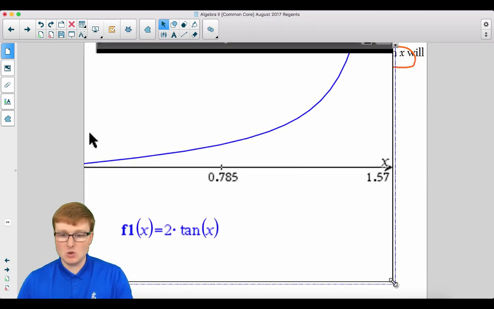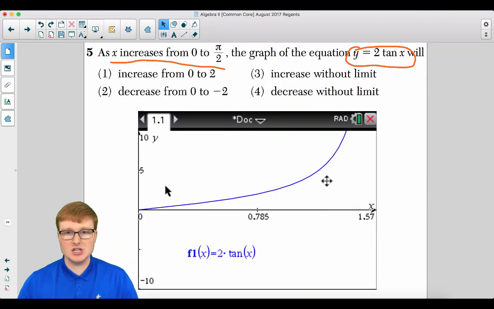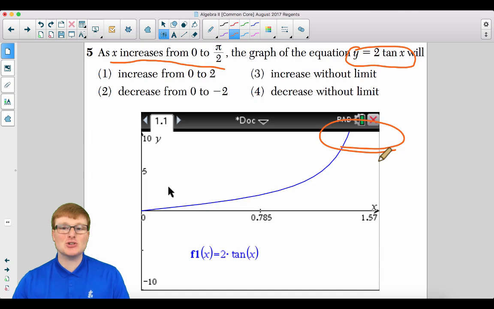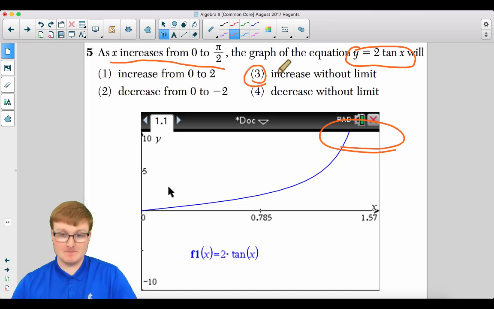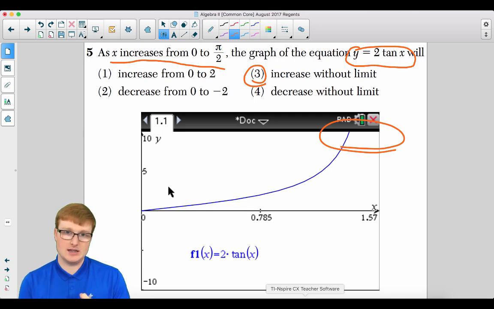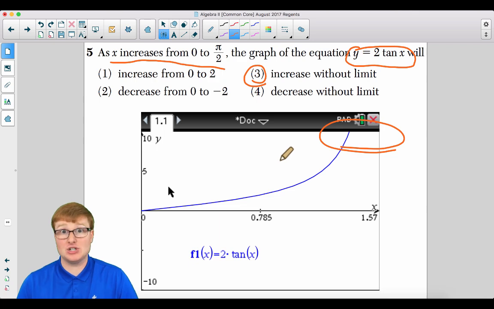Okay, so we have this, right? It's asking you what is the limit as x increases from 0 to pi over 2. Well, as x goes from 0 to pi over 2, what is happening up here? Well, it's increasing without a limit. Your answer is choice 3, okay? So, how do we know that? Well, tangent, we know that tangent is undefined at 90 degrees, okay? 90 degrees is, in fact, pi over 2, okay?